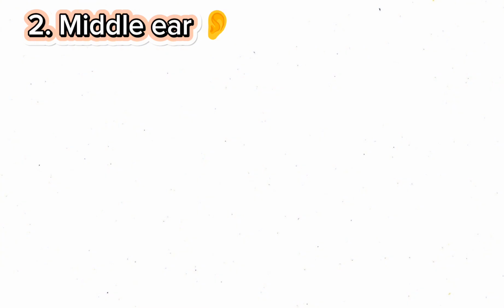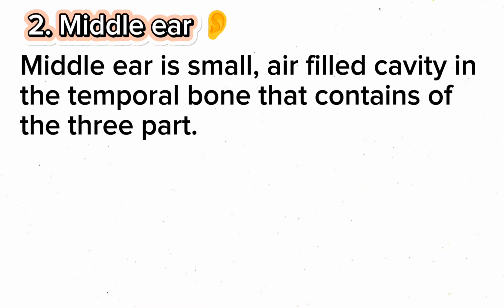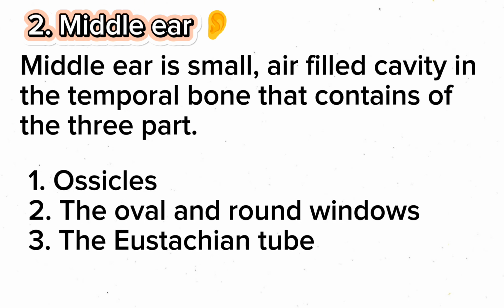2. Middle ear. The middle ear is a small, air-filled cavity in the temporal bone that consists of 3 parts. 1. Ossicles. 2. The oval and round windows. 3. The eustachian tube.